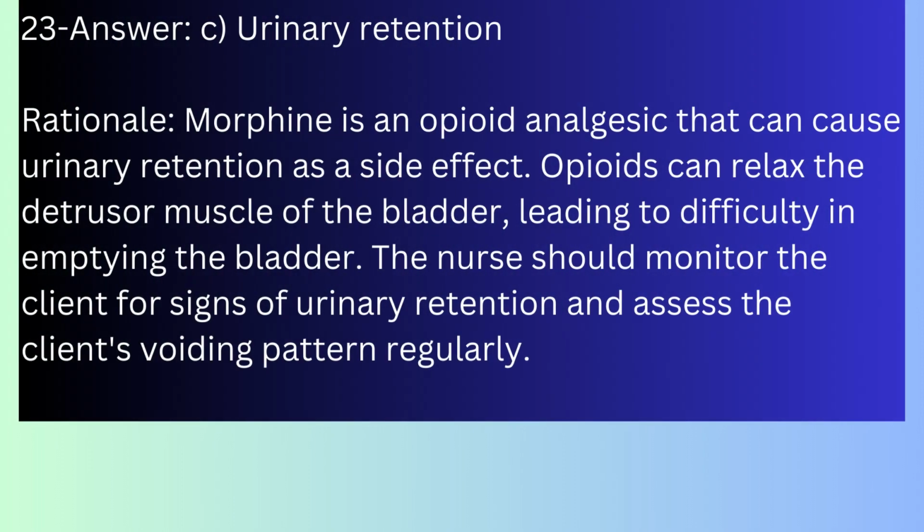C. Urinary retention. Rationale. Morphine is an opioid analgesic that can cause urinary retention as a side effect. Opioids can relax the detrusor muscle of the bladder, leading to difficulty in emptying the bladder. The nurse should monitor the client for signs of urinary retention and assess the client's voiding pattern regularly.